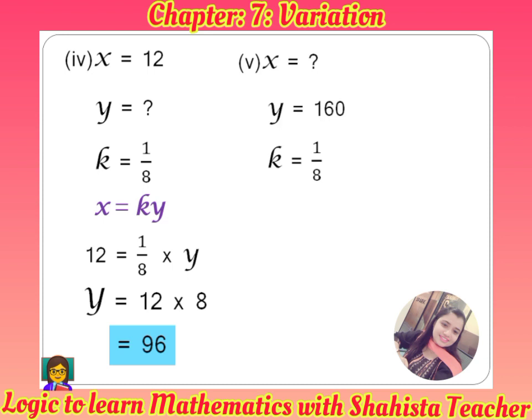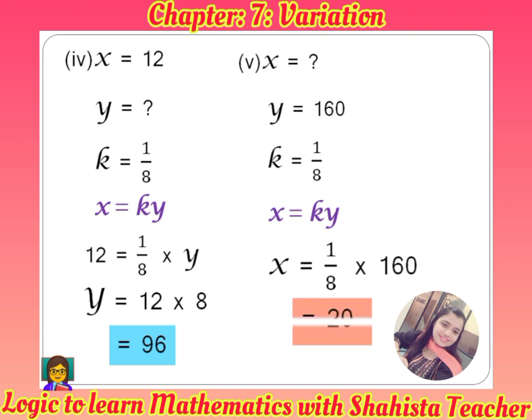Now the last sub question, that is x is equal to find and y is equal to 160. k is equal to 1 upon 8. 1 upon 8 is the constant value. x is equal to ky. This is the equation. Now the x value we don't know. x is equal to 1 upon 8 multiplied by 160.